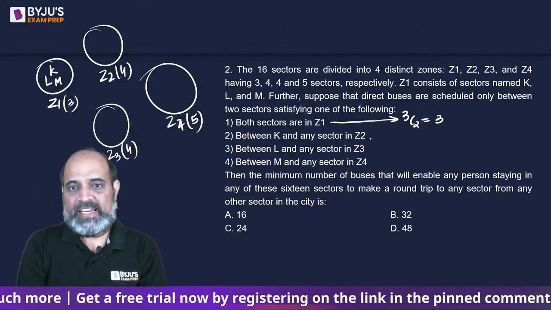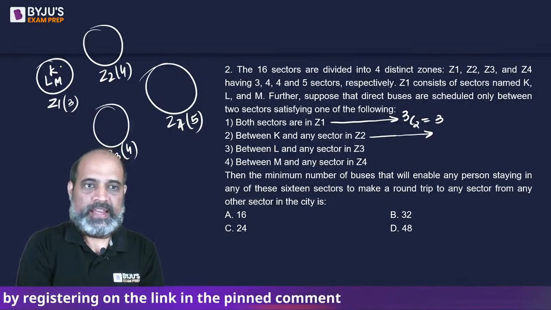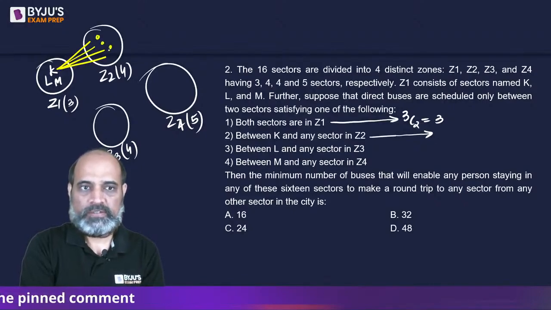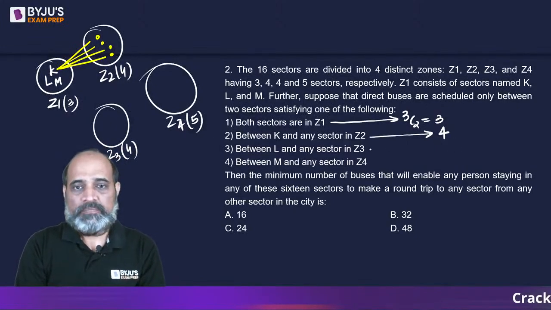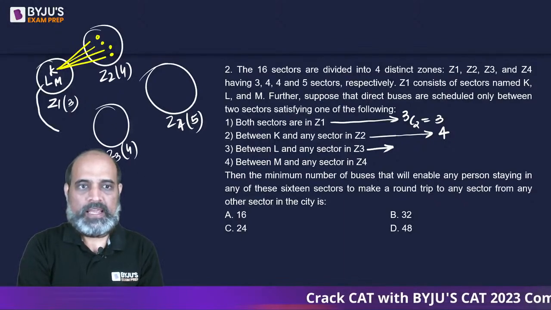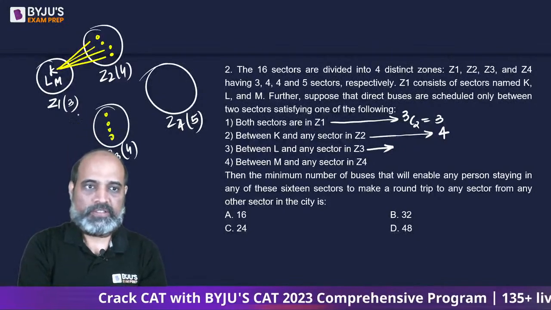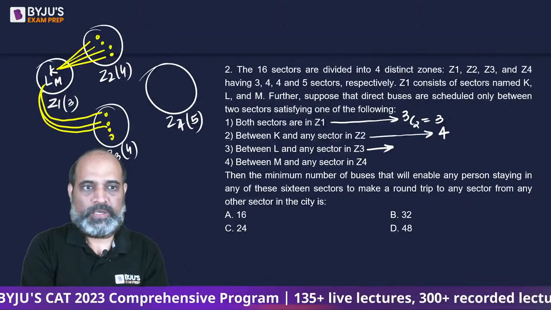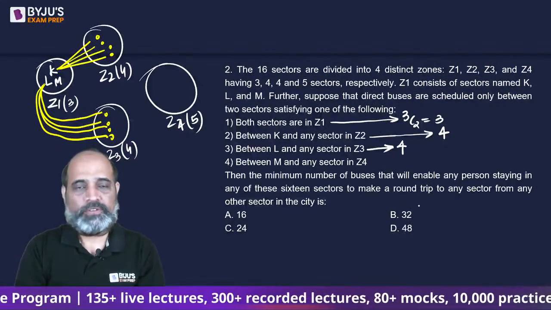Between K and any sector in Z2. So there are 4 such sectors. 4 hai na? So how many will we require here? 4. Between L and any sector in Z3. Now Z3 also has 4 sectors. So L is going to be connected to each of these 4 using 4 buses or 4 roads, right? So this is going to be another 4.